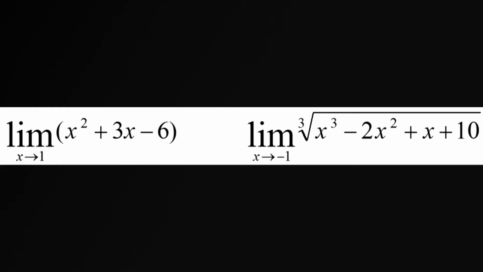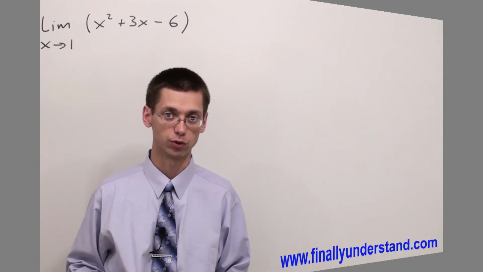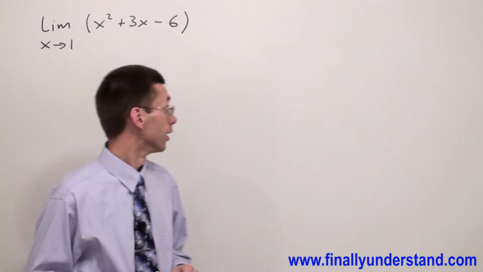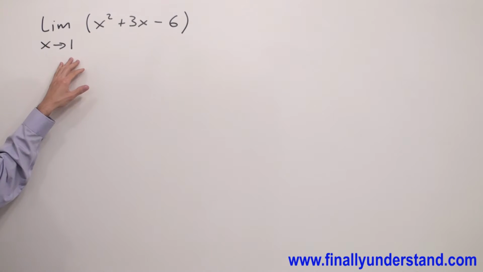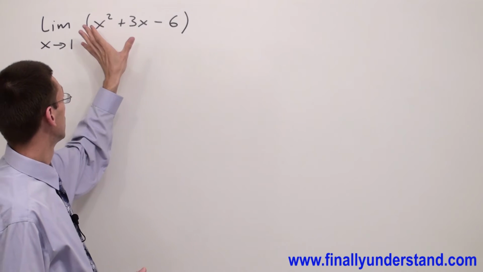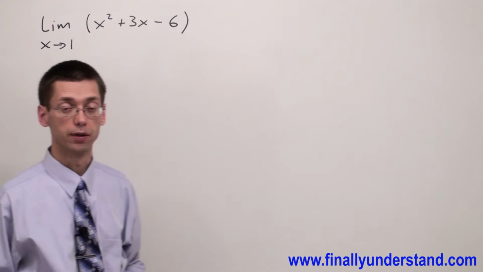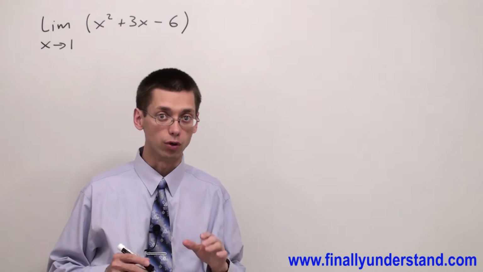Limits. Anytime we talk about limits, we're supposed to remember the theorems for limits. We have a problem on the board. This is the limit which approaches 1 for this polynomial. How are we supposed to look at this polynomial?